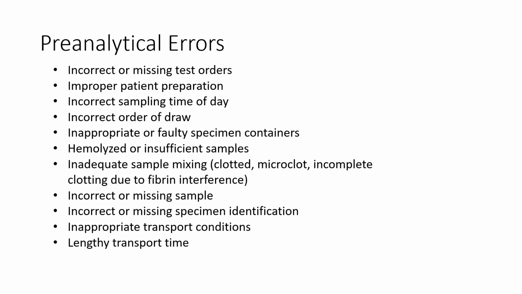Following that order is an important aspect of the phlebotomist's job. Inappropriate or faulty specimen containers. Inappropriate means maybe they use the wrong blood tube for a particular test. There are different types of additives that we put into a blood tube. For example, you wouldn't be able to use a tube that has a clotting activator in it to do a whole blood cell count, because the blood cells are going to be clotted at that point and you won't be able to see them. So it's about choosing the correct tube to use.